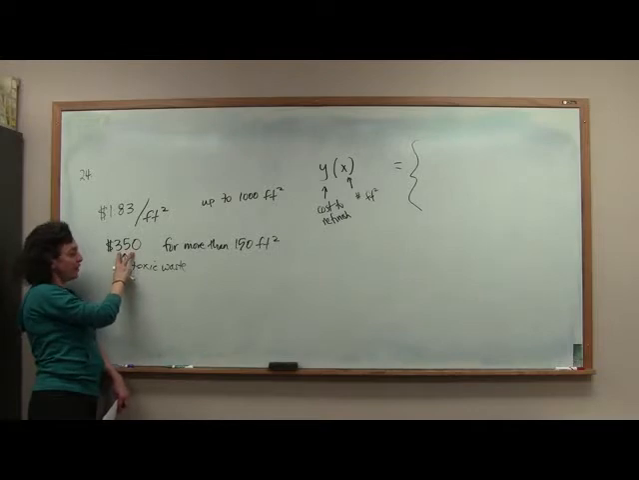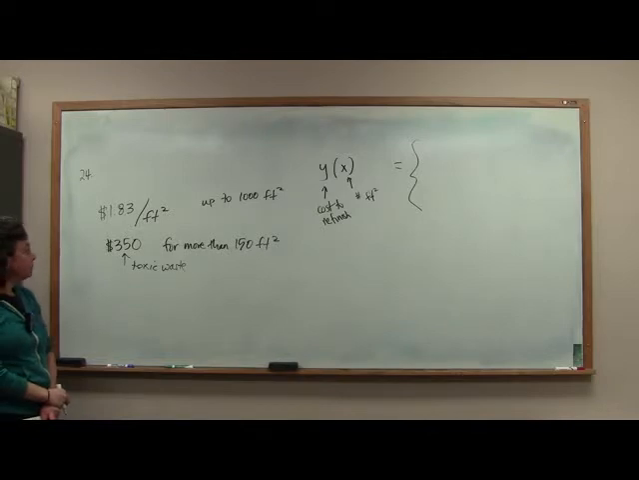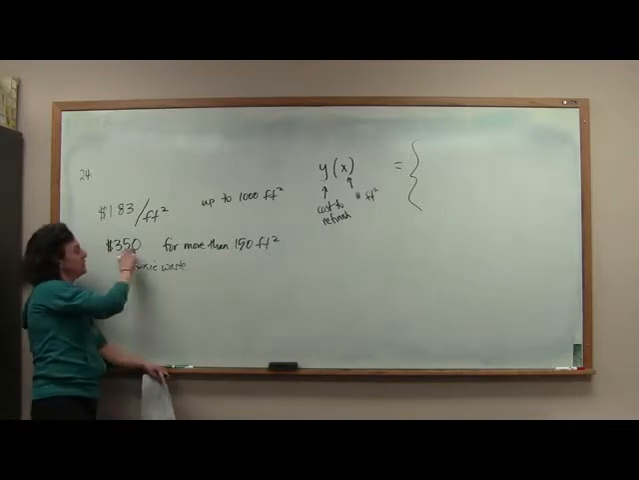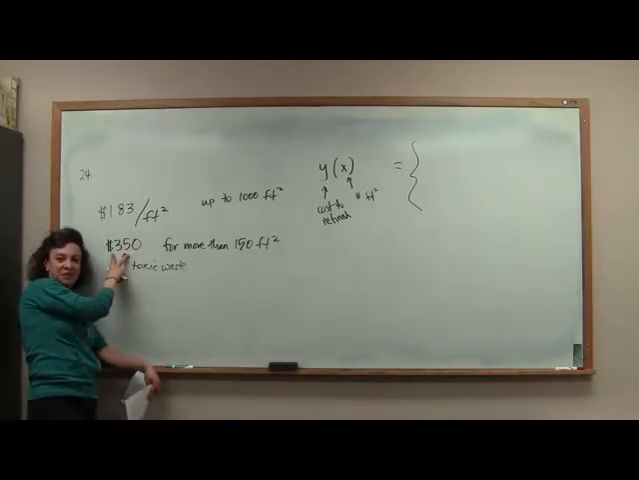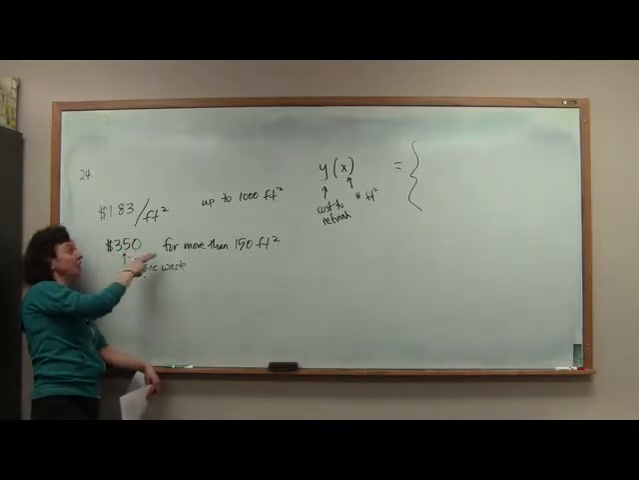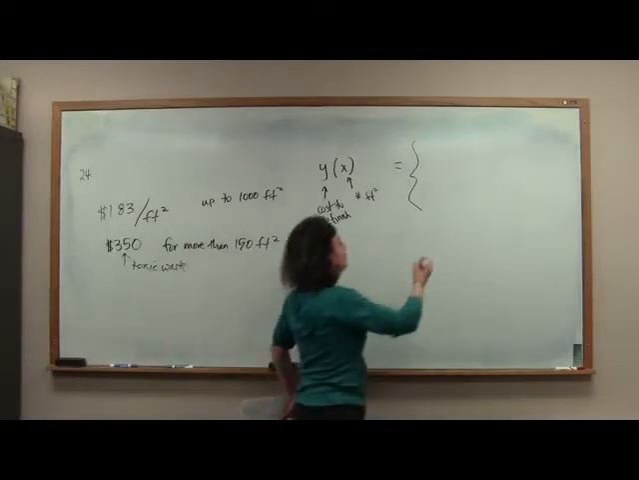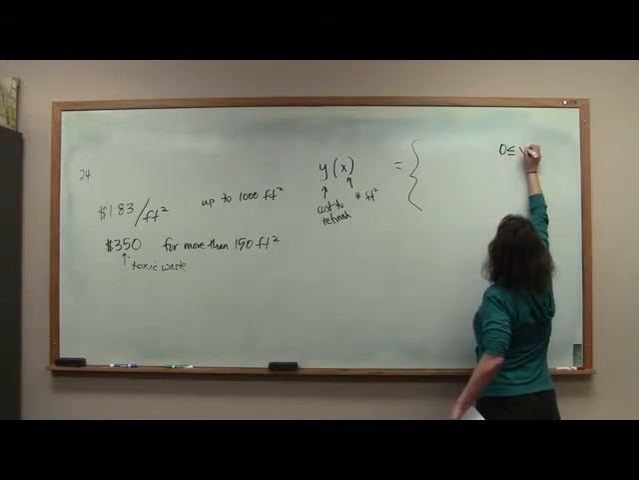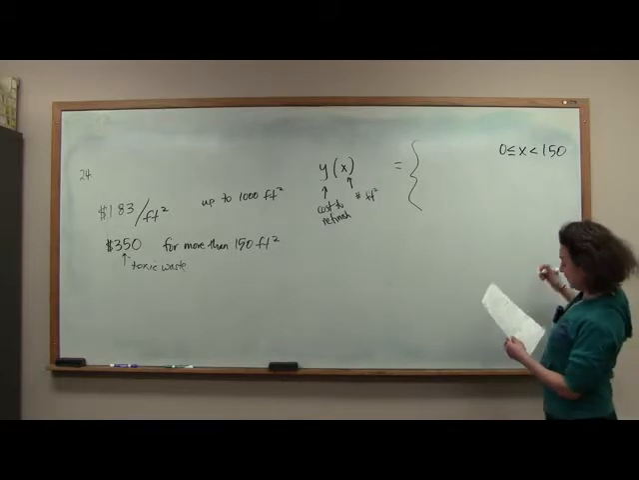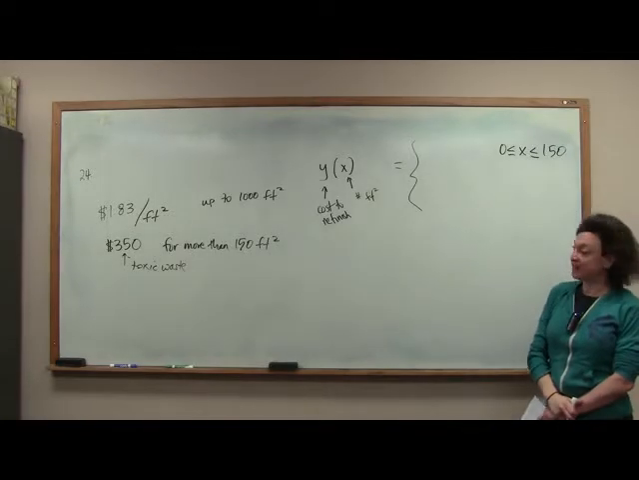And then once it's greater than 150 square feet, they have another charge of $350. So when we're less than 150 square feet, we don't have to worry about this toxic waste charge. The only time we have to start worrying about this toxic waste charge is once we get larger than 150 square feet. So my first domain area is going to be for x between 0 and 150 inclusive.